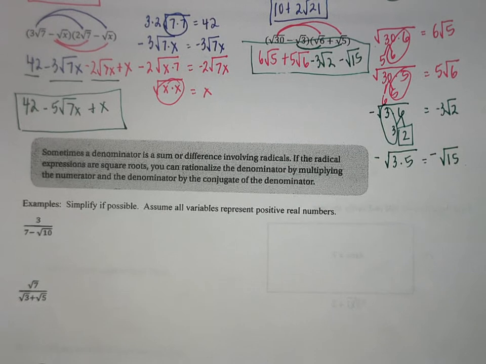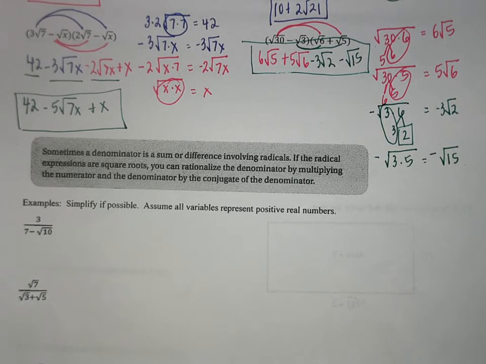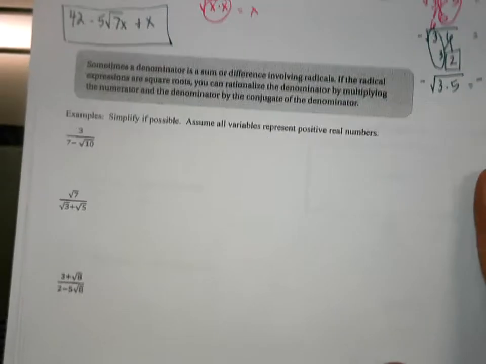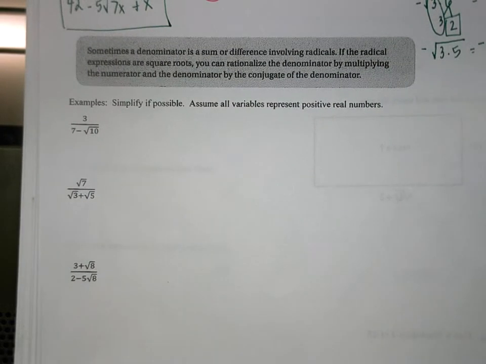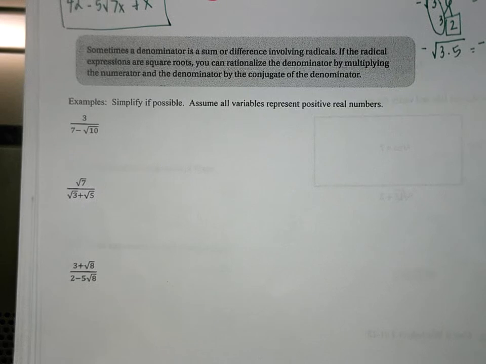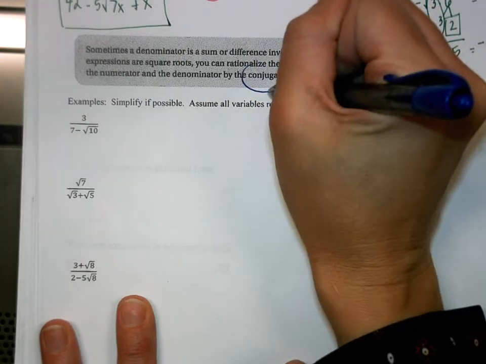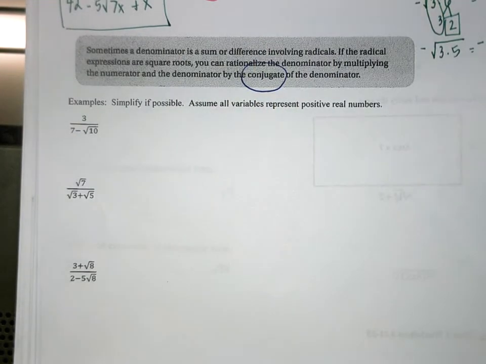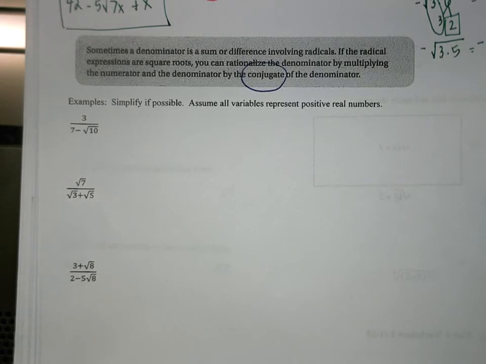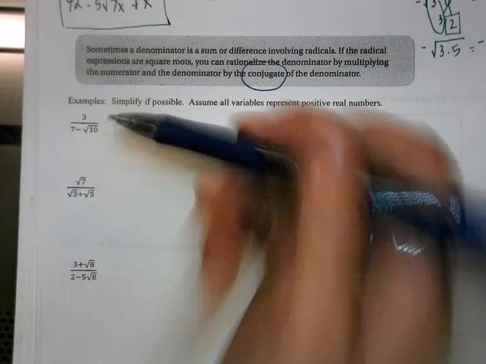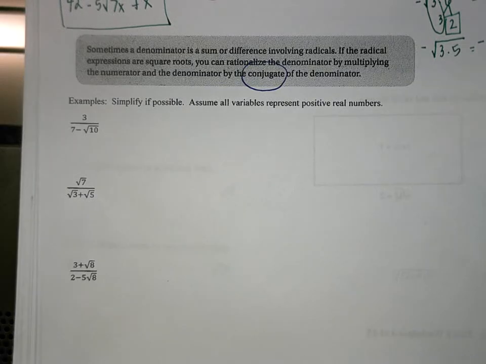Okay, any questions? All right. So reading this paragraph, it says sometimes the denominator is a sum or difference involving radicals. If the radical expressions are square roots, you can rationalize the denominator by multiplying the numerator and the denominator by the conjugate of the denominator. Because we know that when we multiply by the conjugate, it eliminates the roots, correct? And we cannot have roots in our denominators. So, again, we're assuming all variables are positive, which makes it nice.